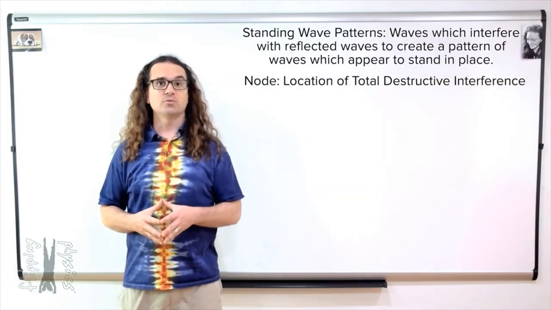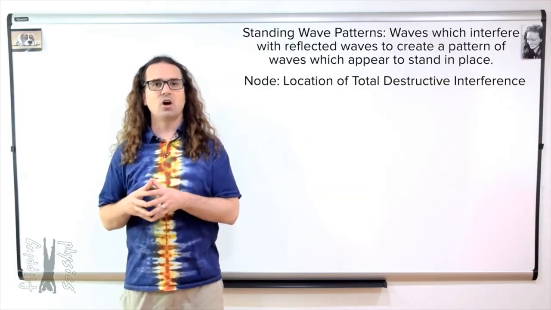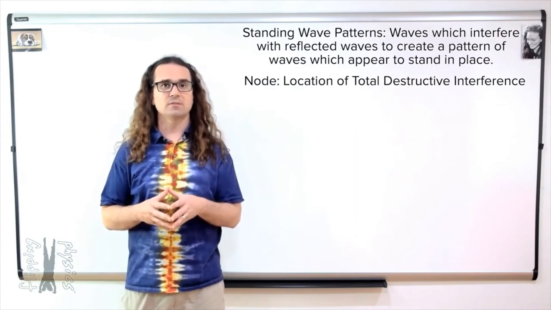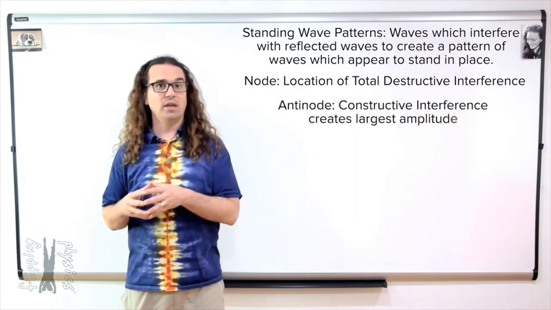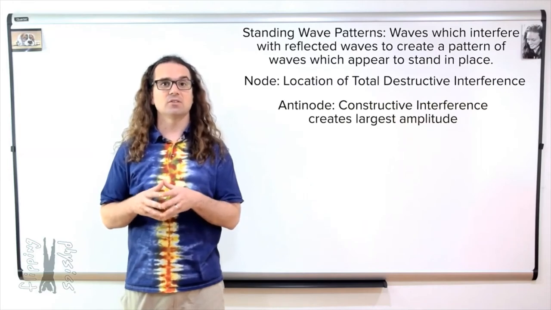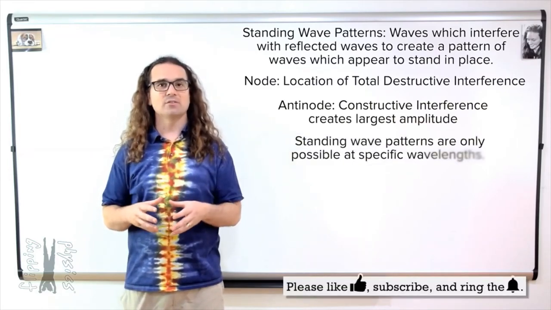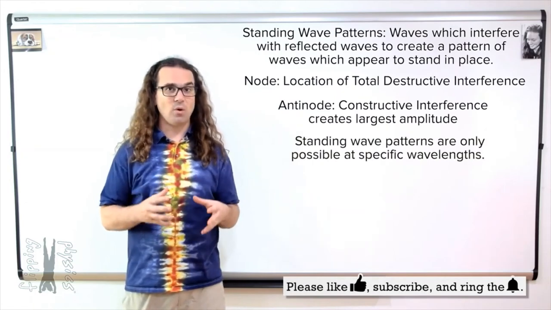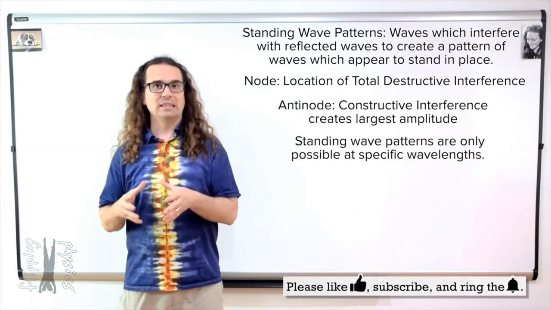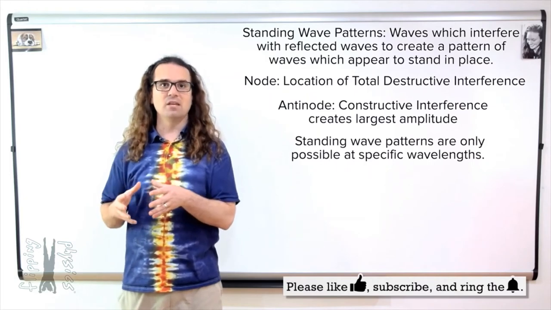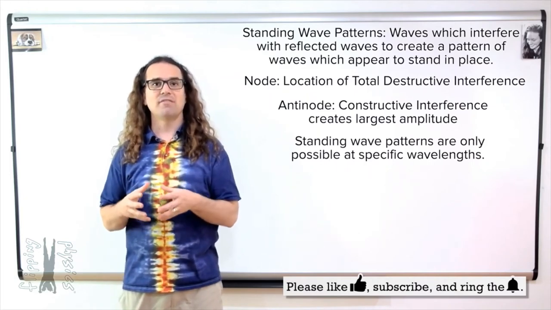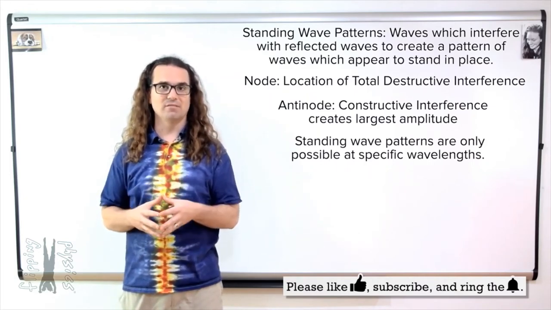Nodes are locations where the wave interferences cause total destructive interference. Antinodes are locations where the wave interferences cause constructive interference. And standing wave patterns are only possible at specific wavelengths, which create, in the case of nodes on either end of the medium, integer multiples of half wavelengths of the wave.